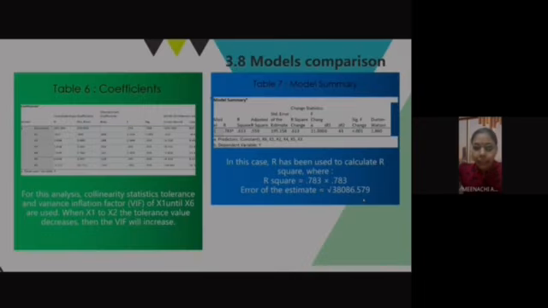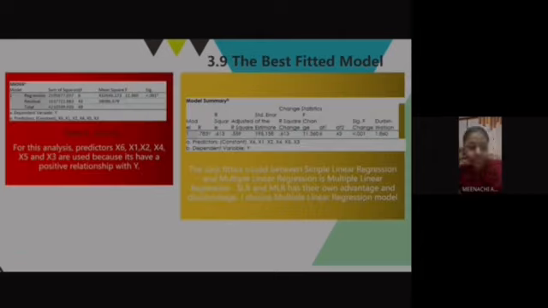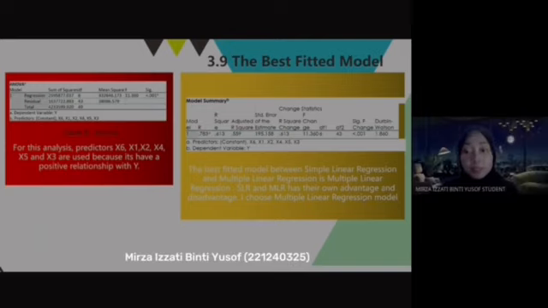Finally, the 3.8 is about model comprehension. A model summary and ANOVA table will be used in this case. In the model table, the R value is about 0.783, where the R square is 0.783 times 0.783. For the best data model that we choose, it is MLR, because MLR is more specific and particular in calculation and analysis compared to simple linear regression.